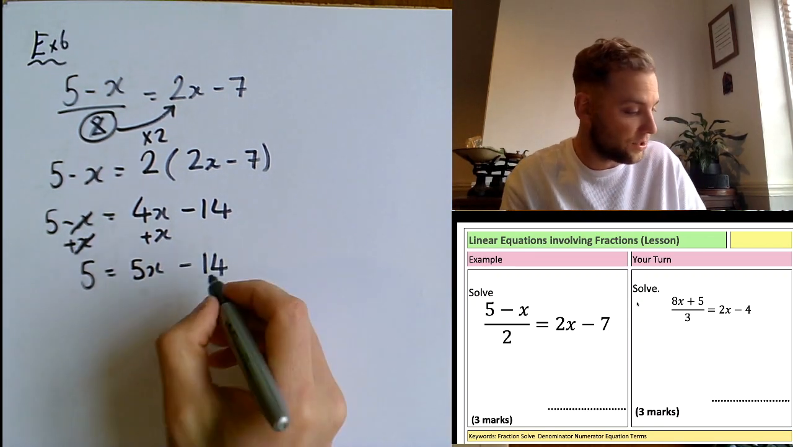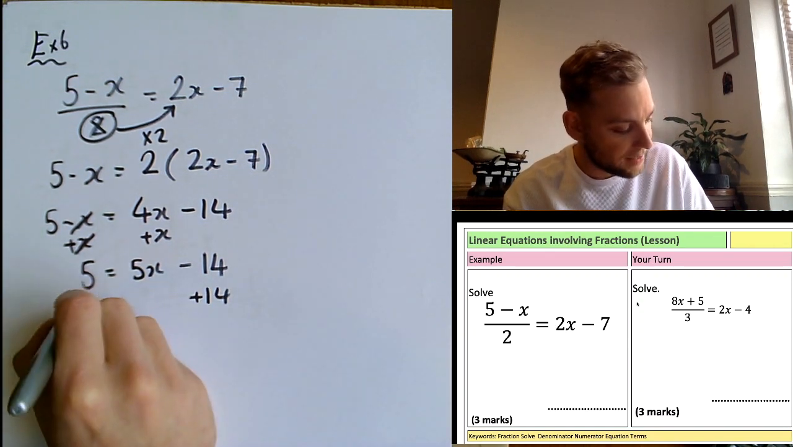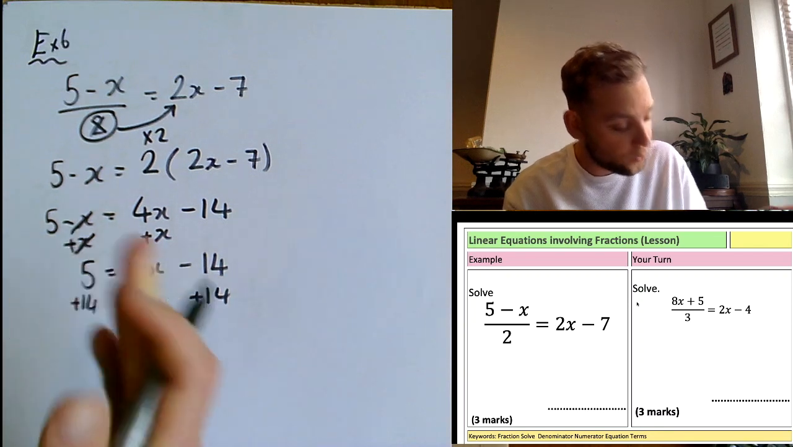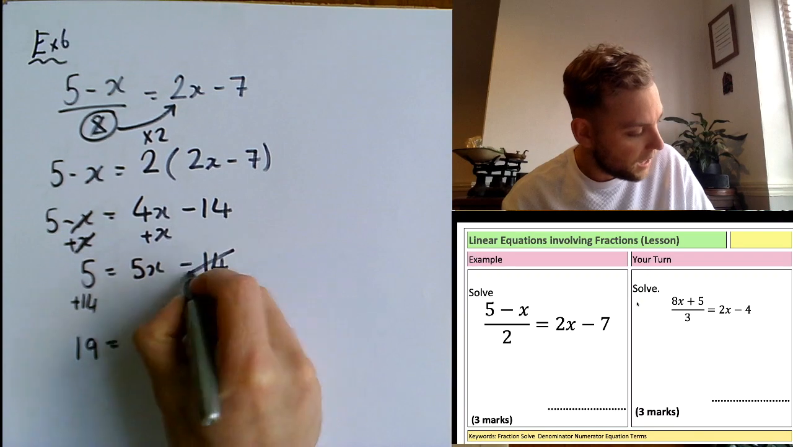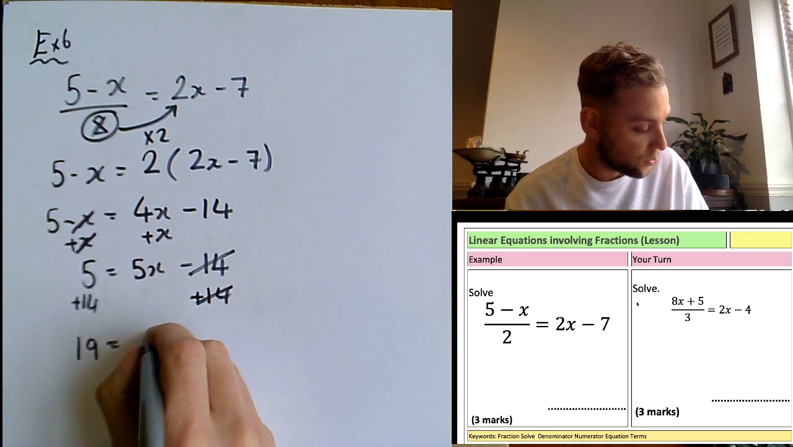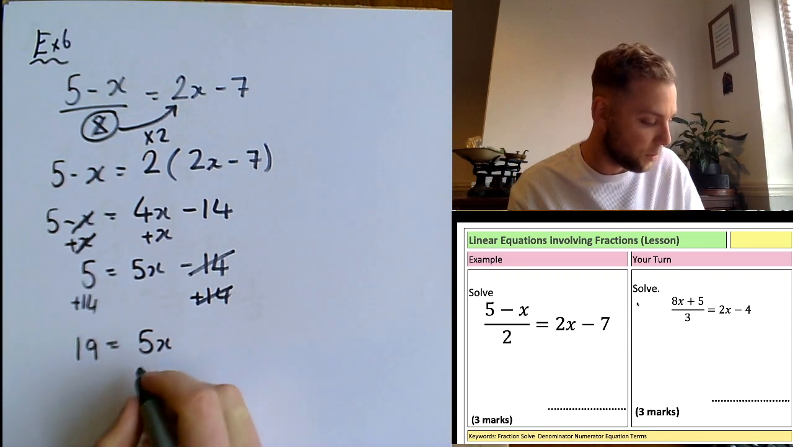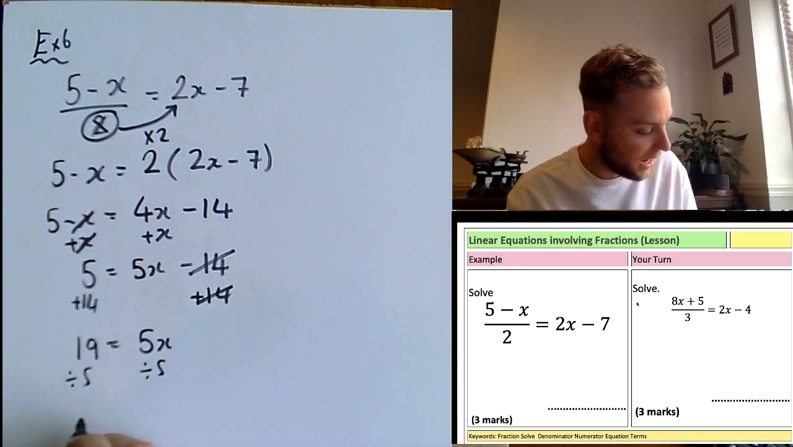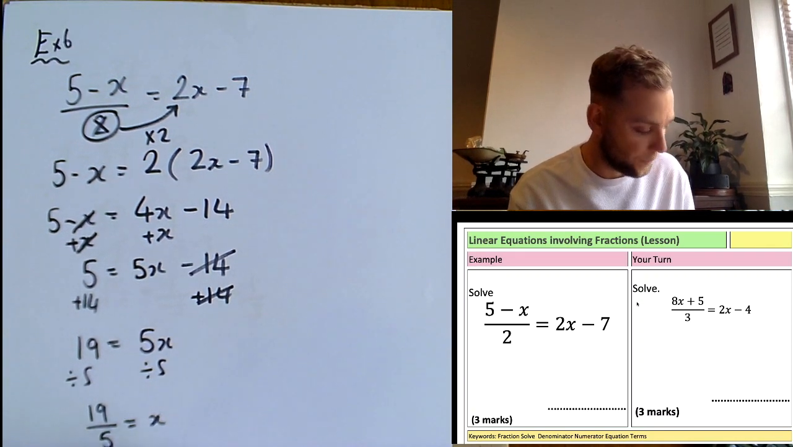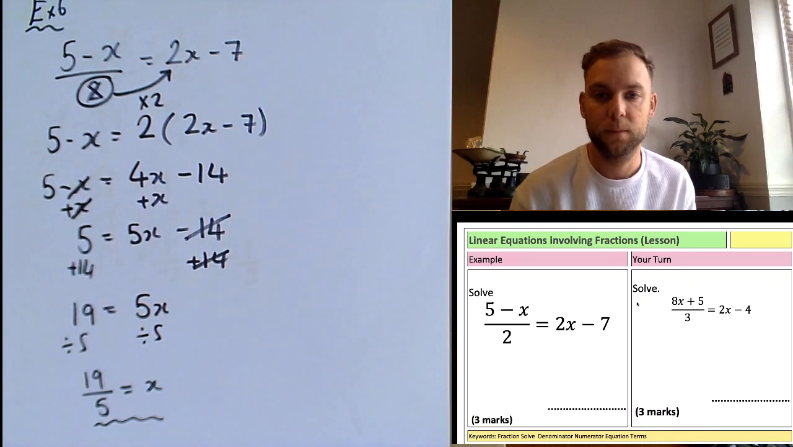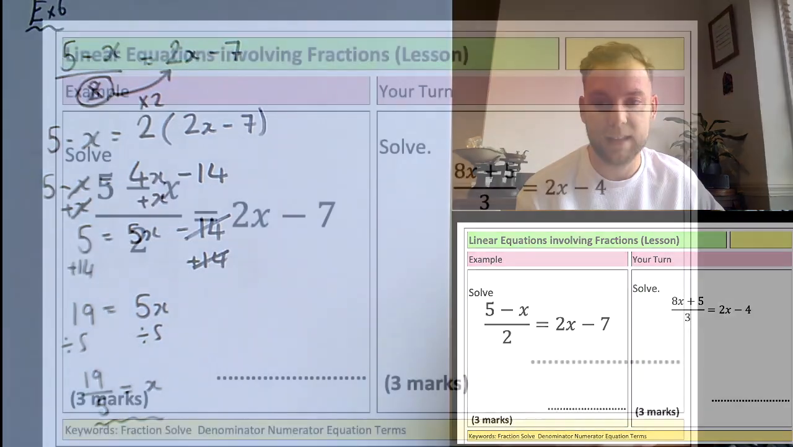So the next stage I need to do is get rid of this minus 14 by adding 14 and adding 14. So if I add 14 to the left-hand side, 5 plus 14 is equal to 19. Minus 14 plus 14 is just equal to nothing. So I'm left with the 5x. And then I'm dividing by the 5, last part, to get the x on its own. 19 divided by 5 is 19 over 5, which is equal to x. Absolutely perfect. Super. Okay, so pause now and have a go at the one on the right.